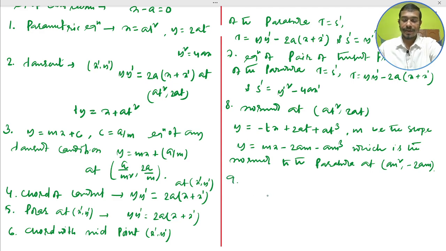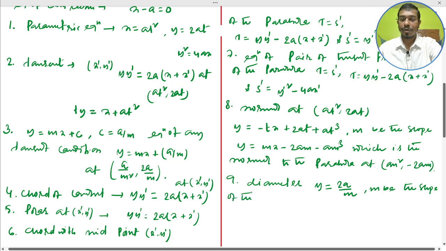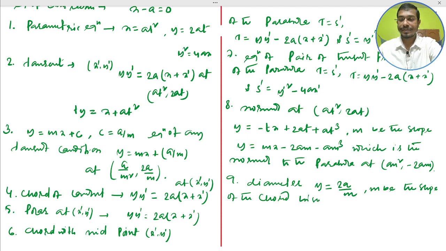Next, the diameter of the parabola. The diameter of the parabola is y equal to 2a by m, where m is the slope of the parallel chords which are bisected by it.